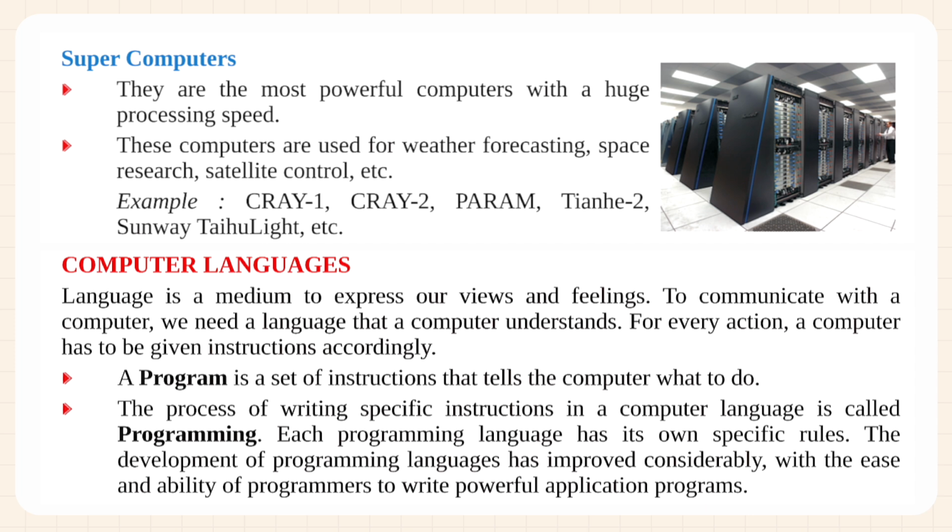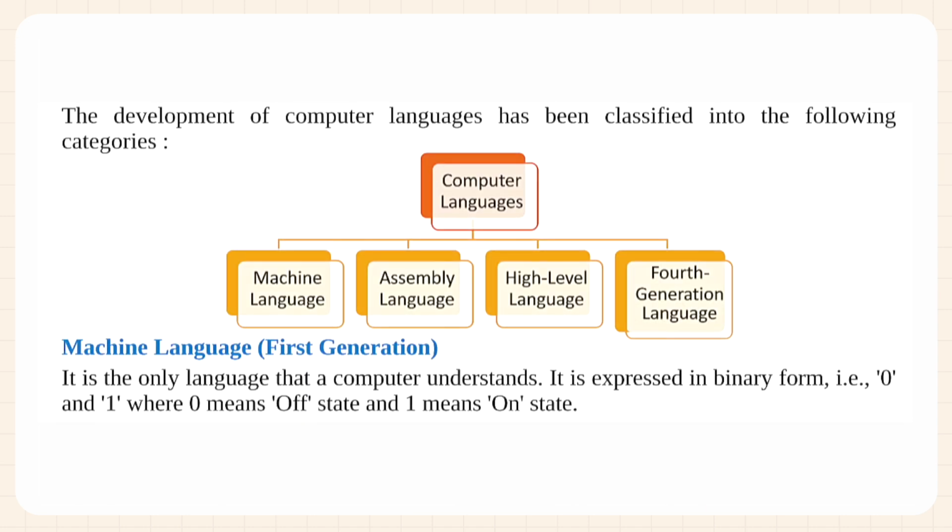Each programming language has its own specific rules. The development of programming languages has improved considerably with the ease and ability of programmers to write powerful application programs. The development of computer languages has been classified into the following categories: machine language, assembly language, high-level language, fourth generation language.